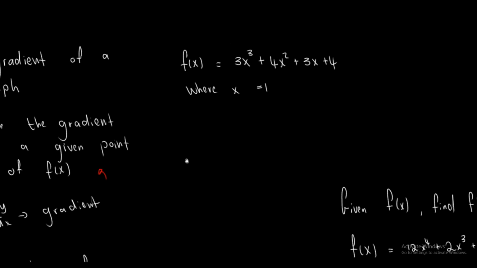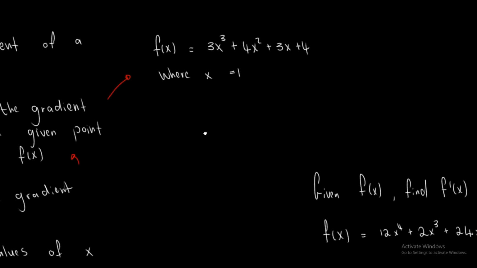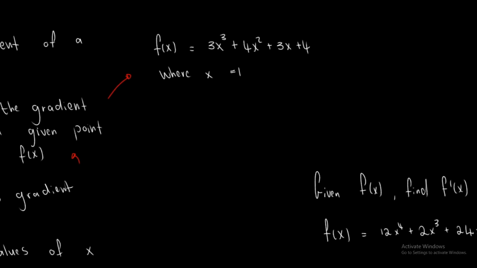Well, here we have the f of x. I wrote pretty badly, but the equation's on this side. We have f of x is equal to 3x cubed plus 4x squared plus 3x plus 4. Now we're given where x is equal to 1. So we first need to find the gradient function. Okay? We need to find the gradient function.